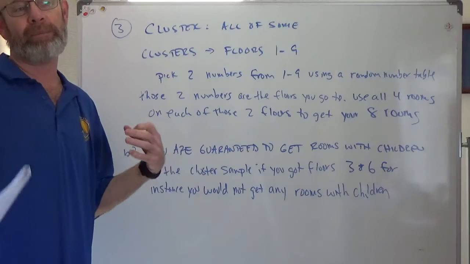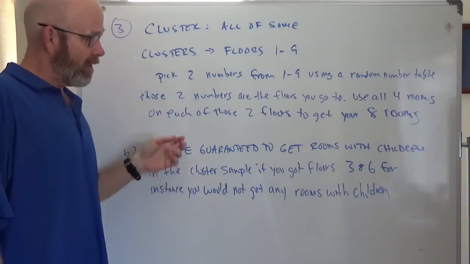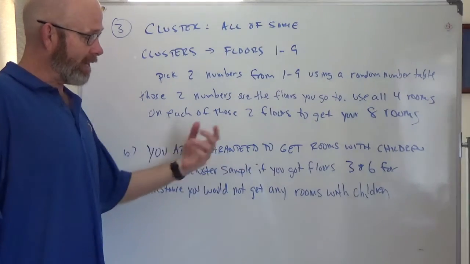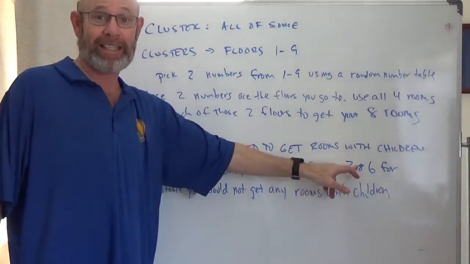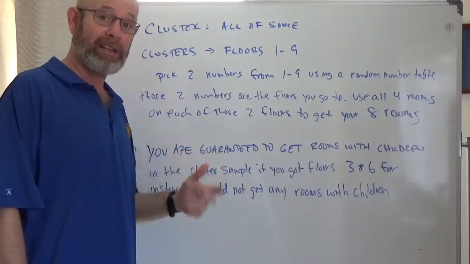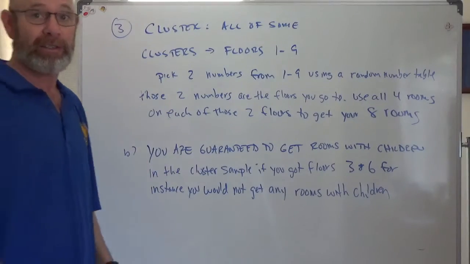The whole idea of stratified sample is you ensure coverage, right? So you ensure coverage of rooms with both children and not with children. If you did the cluster sample, for instance, and got floors 3 and 6, let's say, there's no rooms with kids on 3 and 6, so you'd miss the kids' rooms altogether. So that's the whole idea of the stratified sample, right?